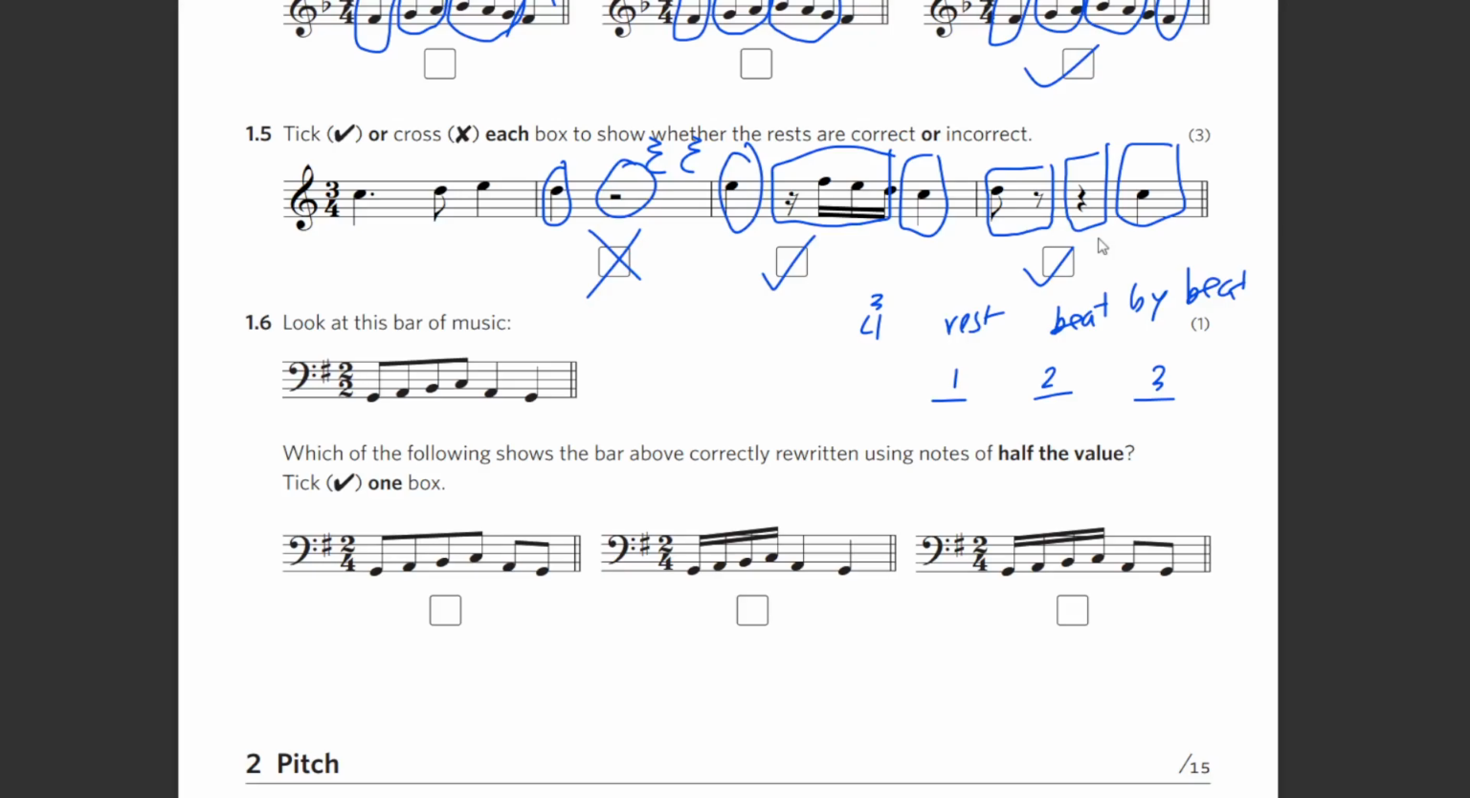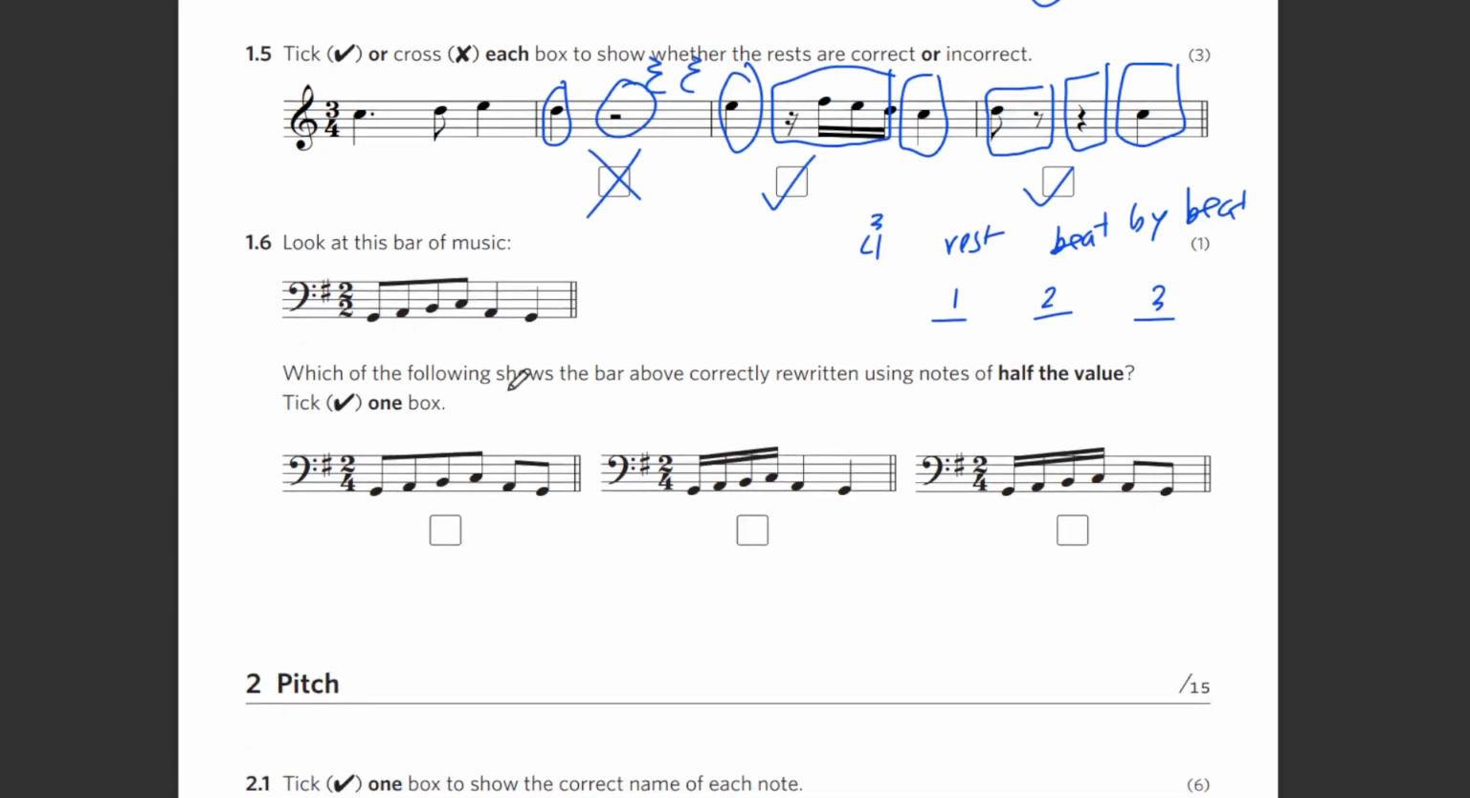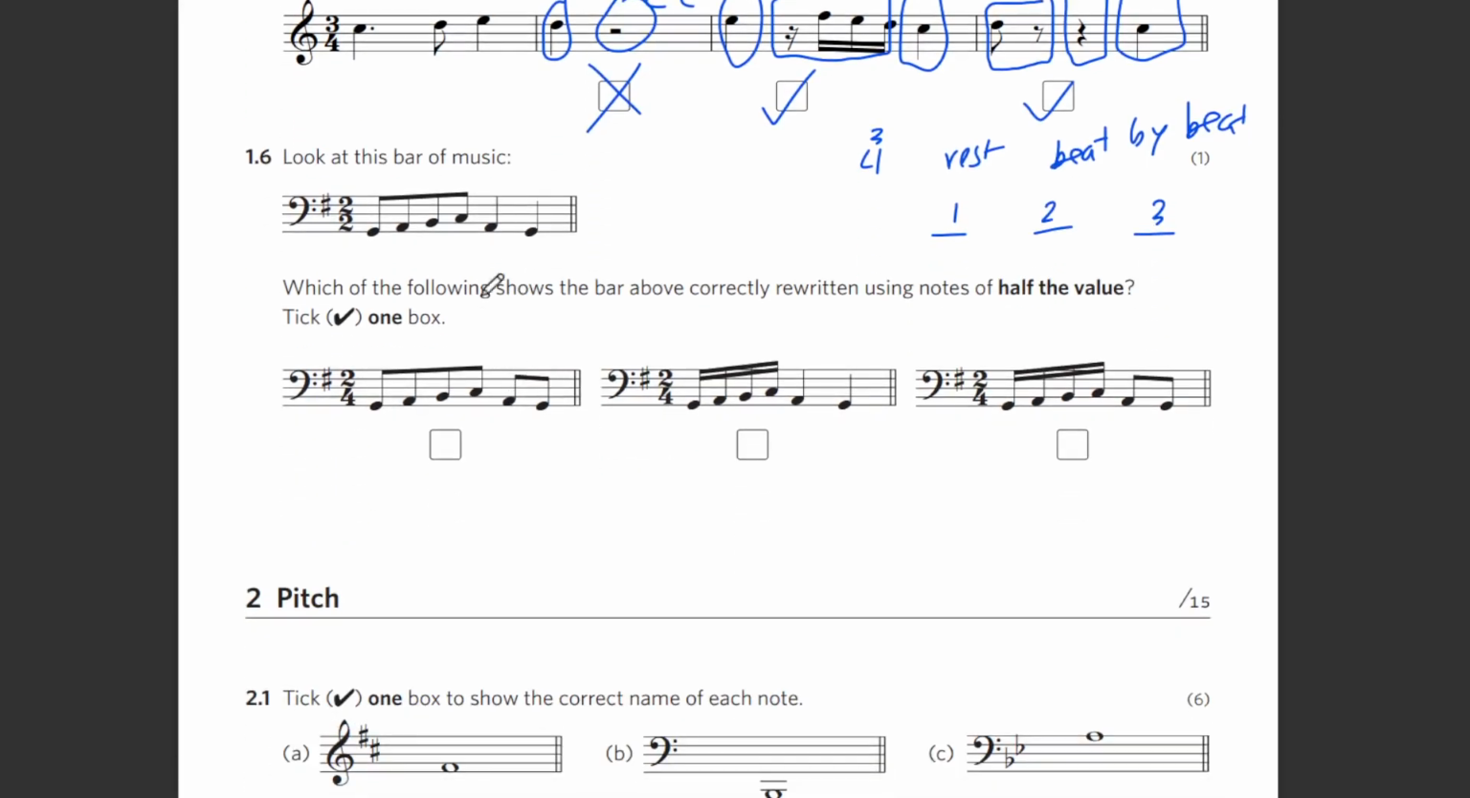Alright, now that we have done this, next let's take a look at 1.6. You are given this bar of music and you are asked which of the following shows the above correctly rewritten using notes half the value. If you want to rewrite something with half the value, for 2/4 time you just need to take the bottom number and times it by 2. The top number you don't need to change.